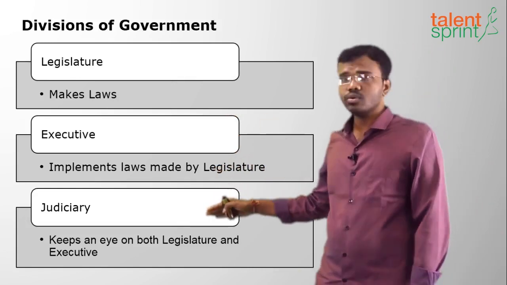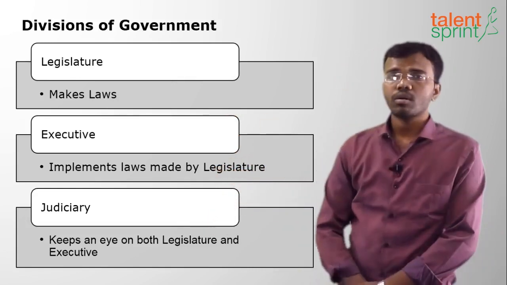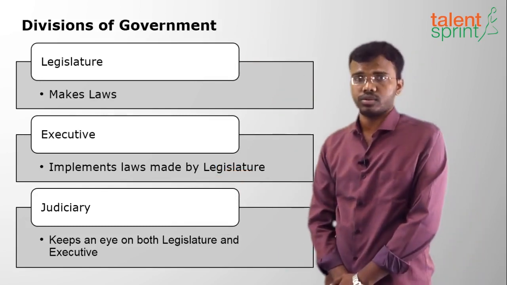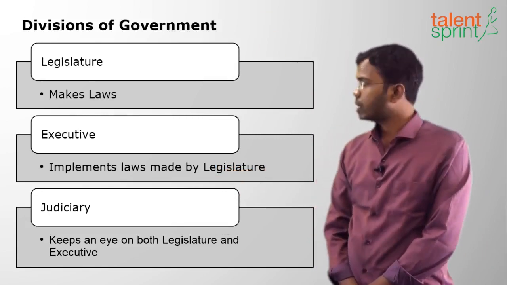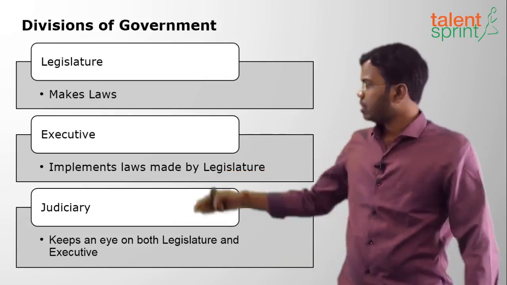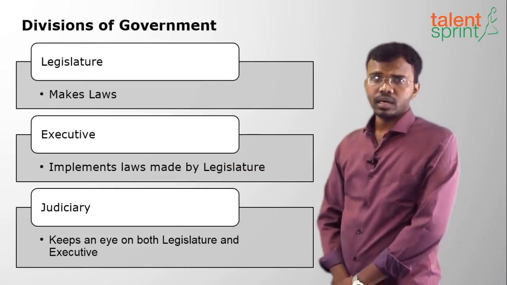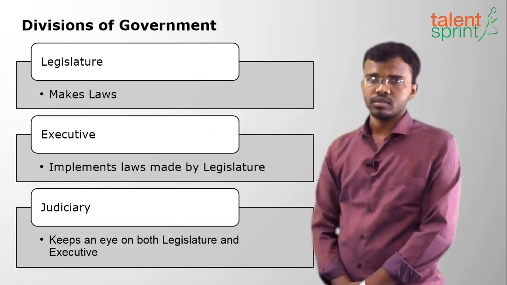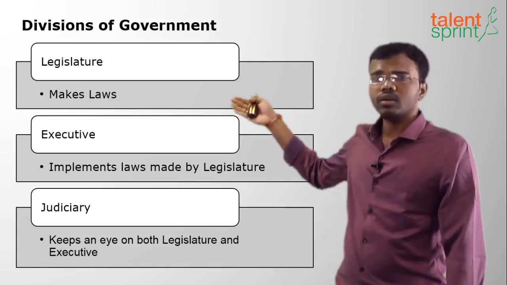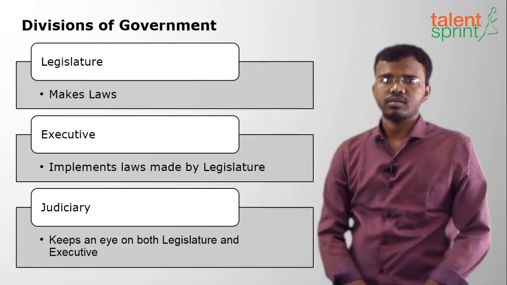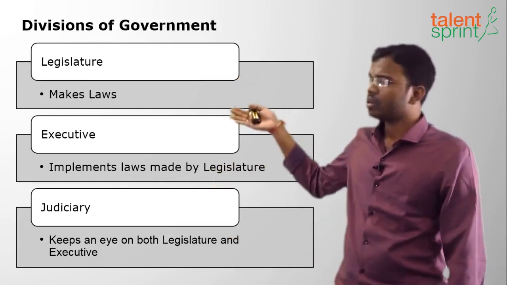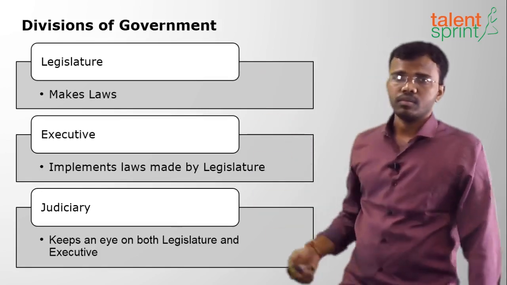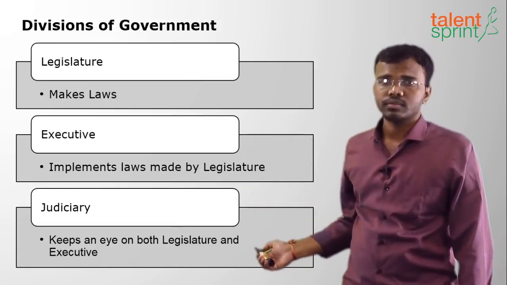Then what does judiciary do? Judiciary will keep an eye on both executive and legislature, whether they are working fine or not. If they don't work fine, the judiciary can warn them and take action on them. So these are the 3 divisions of government. In a monarchy, the king or queen will perform all the 3 functions. But in a democracy, they are performed by different sets of people. So these are the divisions of government.